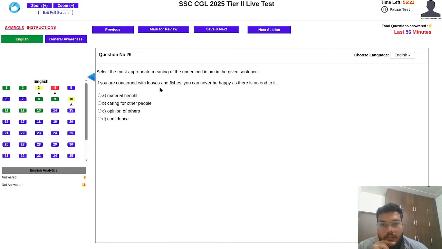If you are concerned with laws and fishery, you can never be happy as there is no end to it. Material benefit is no end to it. Material.